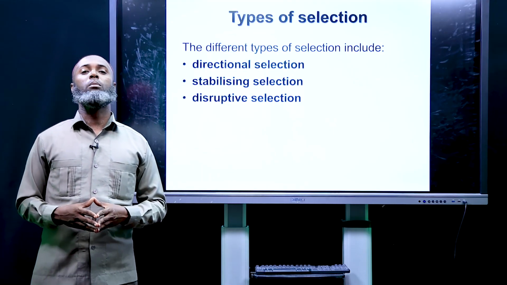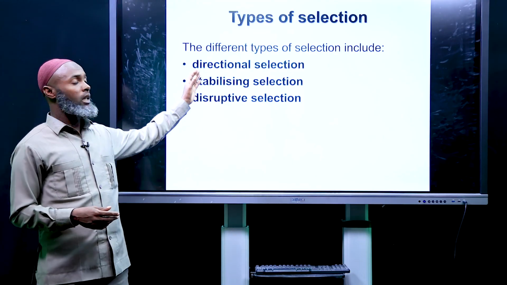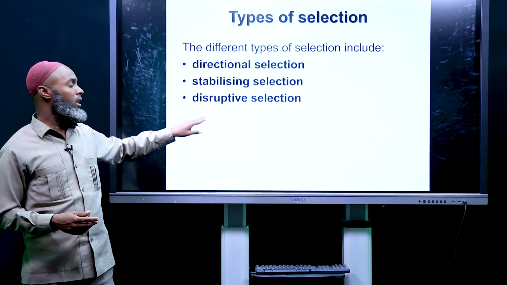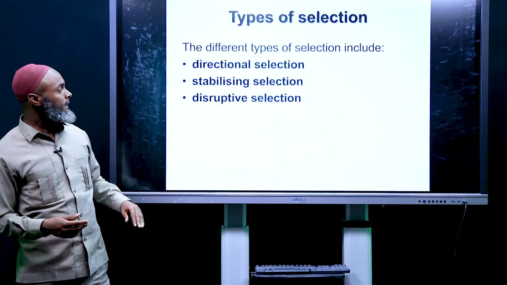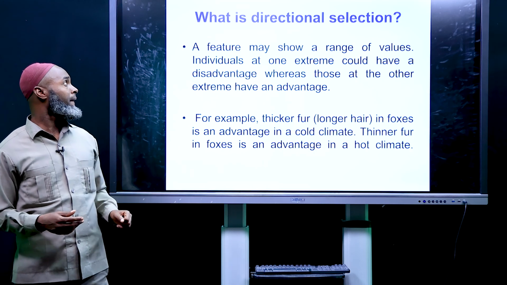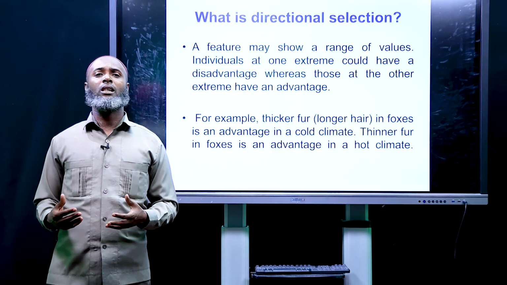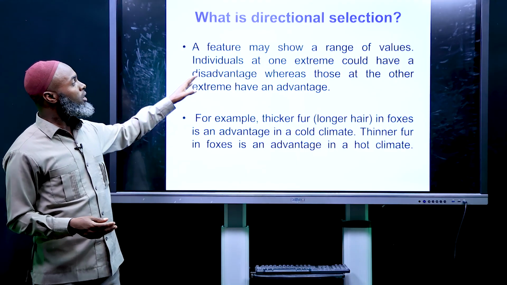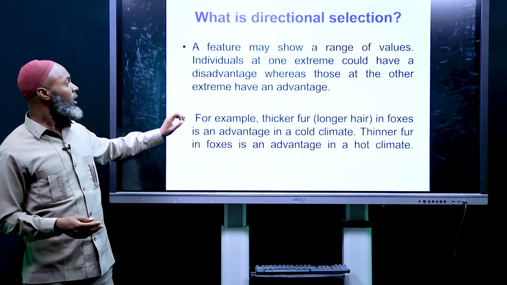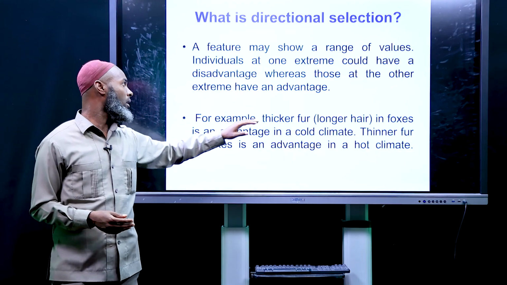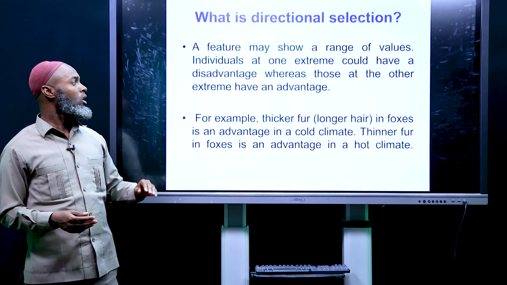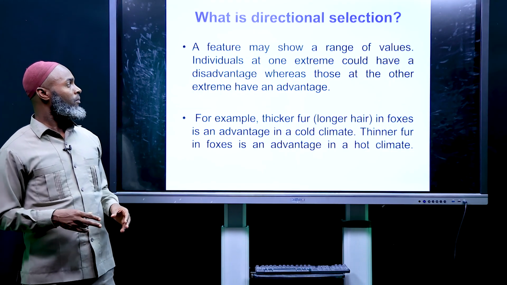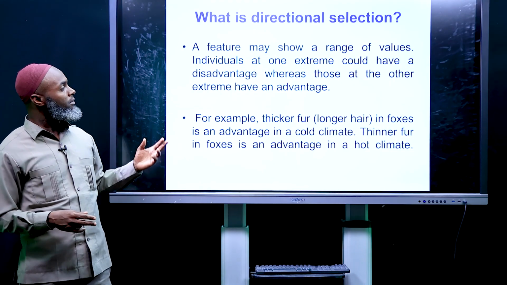Now let's see types of selection. There are three types of selection: directional selection, stabilizing selection, and disruptive selection. And now let's see one by one. What's directional selection? Directional selection is where a feature may show a range of values. Individuals at one extreme could have a disadvantage, whereas those at the other extreme have an advantage. One organism has an advantage and the other has a disadvantage.